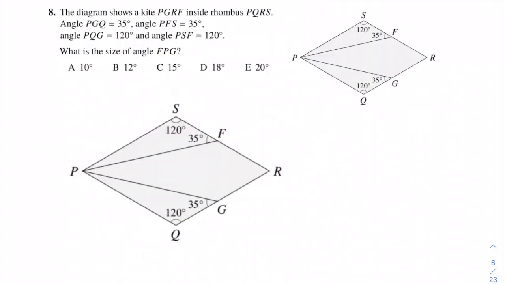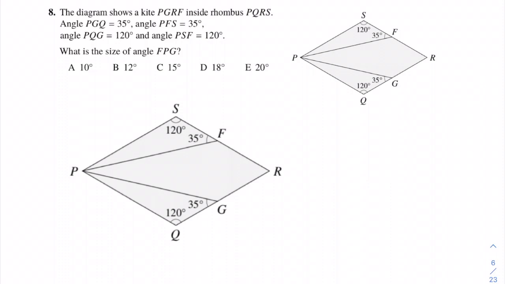Question 8, the diagram shows a kite PGRF inside a rhombus PQRS. Angle PGQ is equal to 35 degrees. Angle PFS is equal to 35 degrees. Angle PQG equals 120 degrees. And angle PSF is also 120 degrees. What is the size of angle FPG?